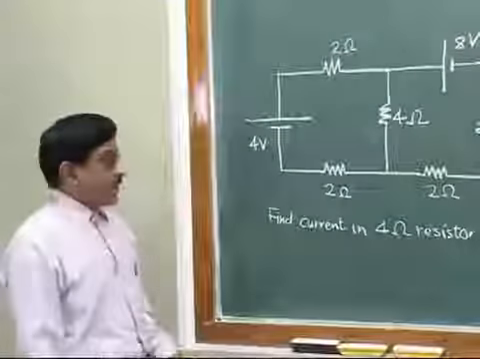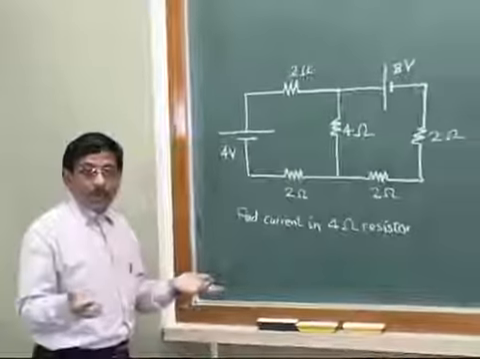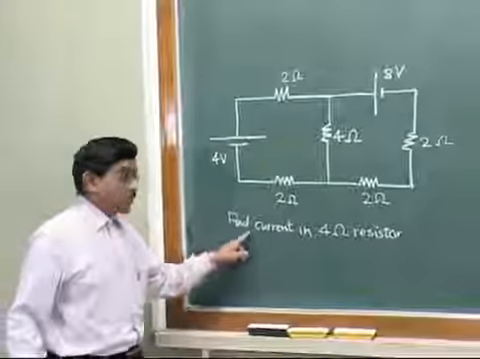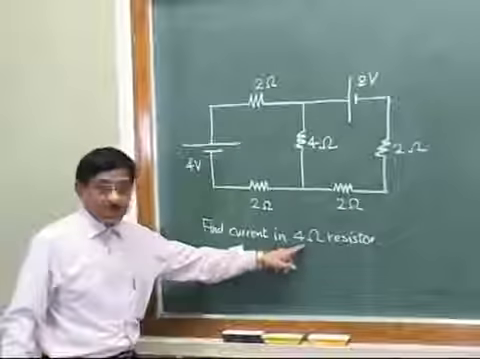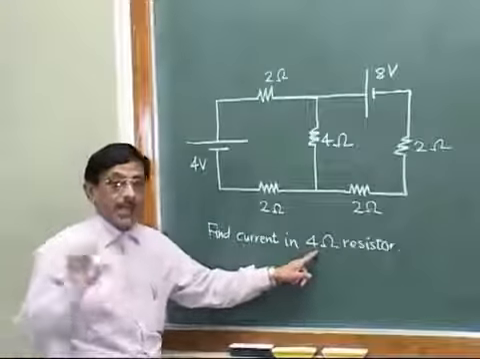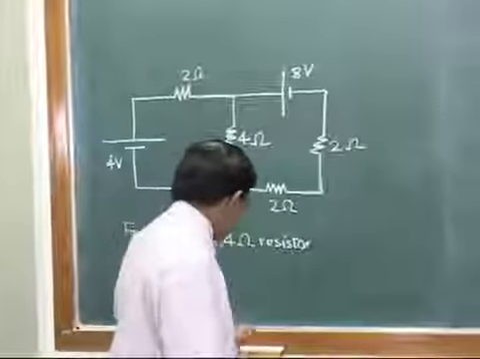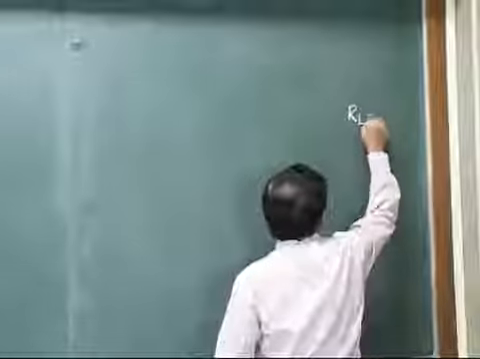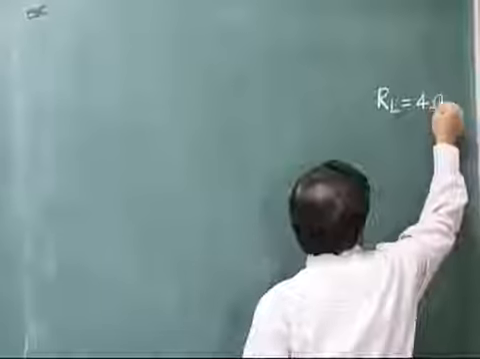What was our first step? Our first step was to identify the load resistance and remove it from the circuit. What is the load resistance? Because we want to find out current in 4 ohm resistor, so that becomes our RL or load resistor. So our first step will be like this. We will write here in some corner that load resistance is equal to 4 ohm.